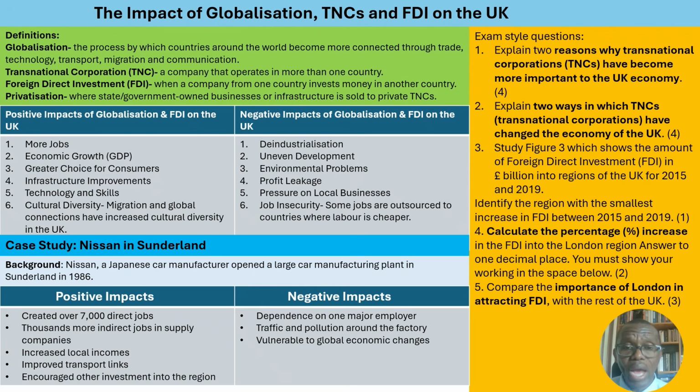Okay, then the next one is environmental problems. Now we know obviously as factories are opened up in places, there is likely to be air and water pollution. Then we have profit leakage. So this means that not all the profit that is made by TNCs will remain in the countries where that money is being made. So a lot of those profits are likely to be repatriated. So repatriated meaning they are likely to be sent back to the home country. So the country where the income is being generated is not going to benefit fully from the money that is being generated in it.